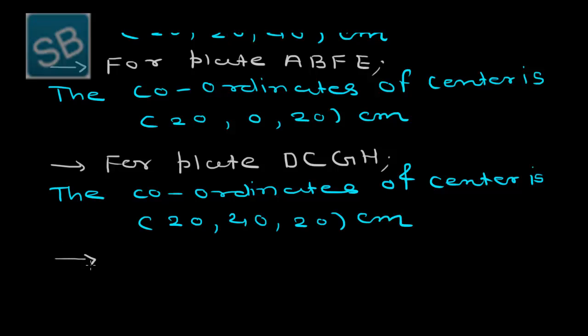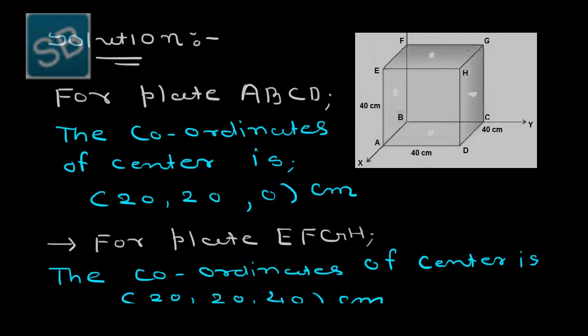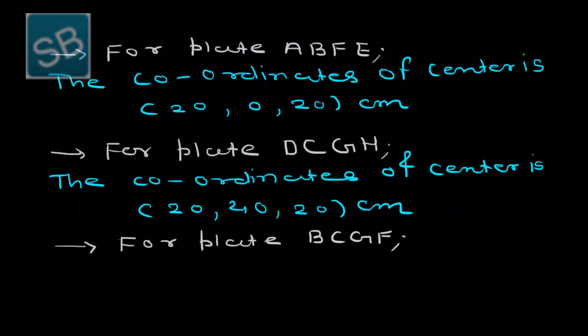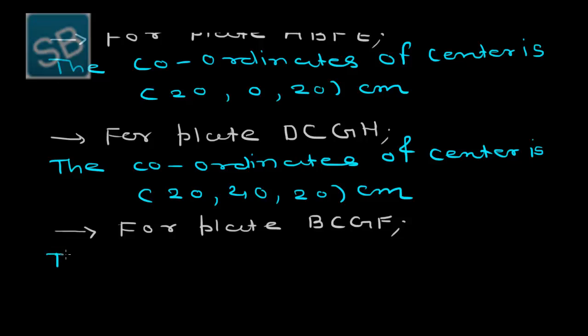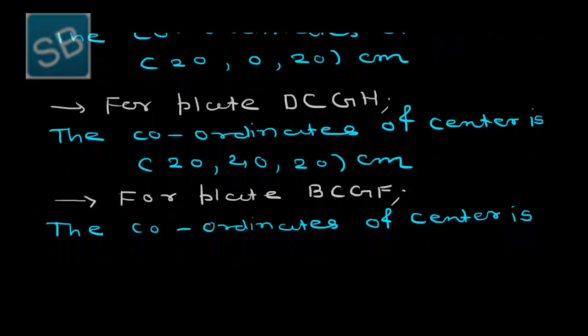Now, the next plate is DCGF. So see from the figure, DCGF is having the center point around this. At this point, there is no contribution towards the x direction, but there is equal contribution in y and z, half of the total value. So the coordinates of center is 0, 20, 20.